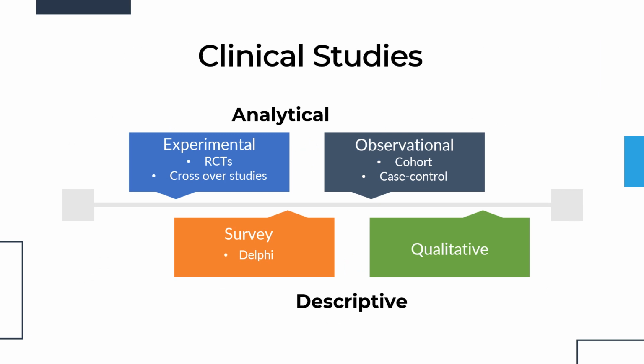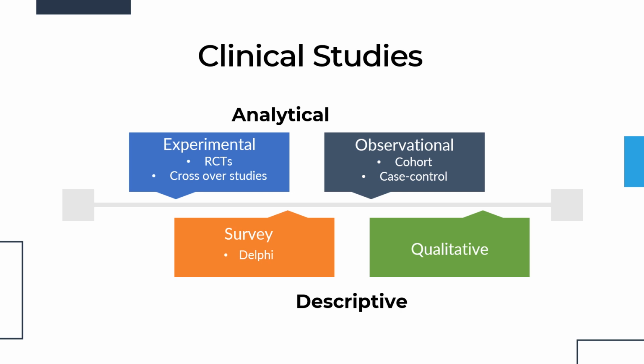So moving on to clinical studies. So you can generally categorize these in analytical or descriptive studies. When we first look at analytical studies, these may be experimental or observational. When you look at the experimental arm, this involves giving an intervention to a patient, such as in a randomized control trial or a crossover study, and having a look at the effects of that study. In an observational trial, this doesn't involve giving any interventions, but it does involve looking at cohorts or groups of patients over a period of time.